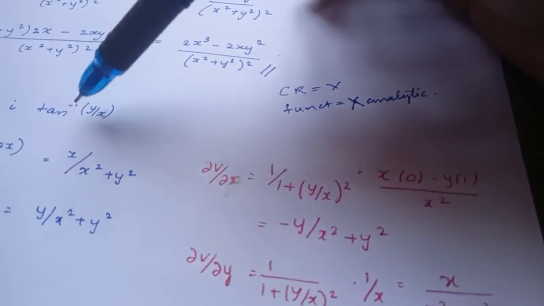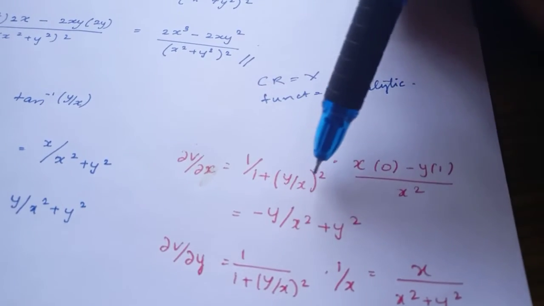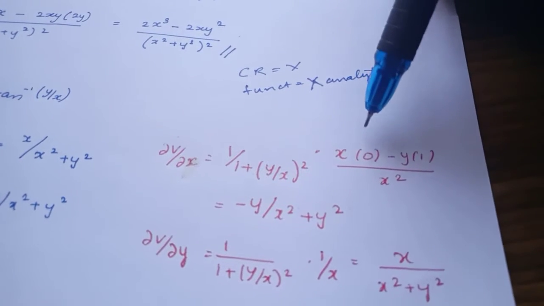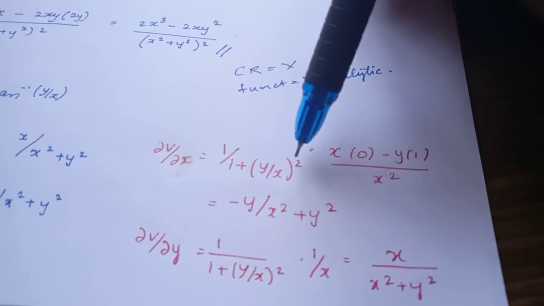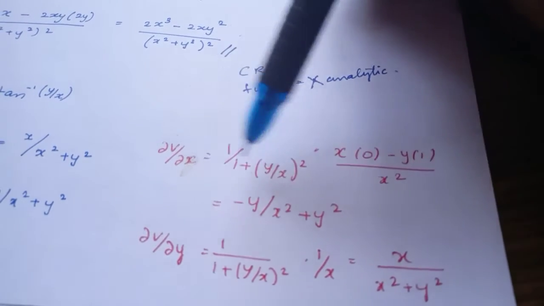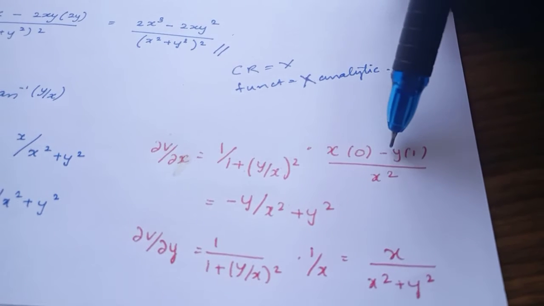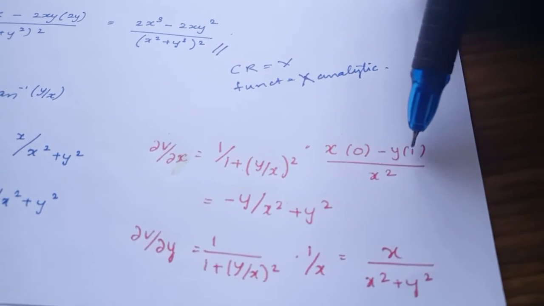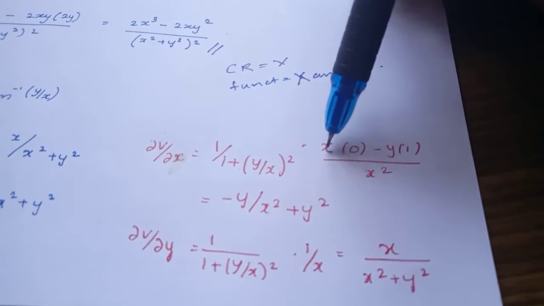So differentiating v with respect to x, we get 1 by 1 plus y by x the whole square into the derivative of y by x. Again you have to use the quotient rule since you are differentiating with x in the denominator. So x into differential of y, that is 0, minus y into differential of x, which is 1, by the denominator square. So that gives the answer. This term will become 0.